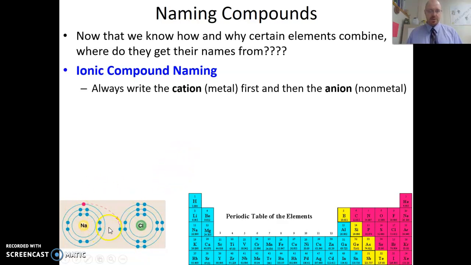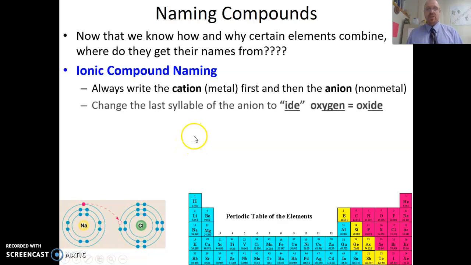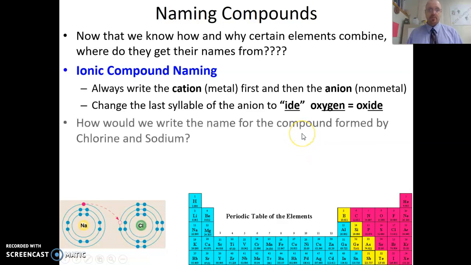Down here at the bottom, it shows sodium chloride. Sodium is our metal, and chlorine is our nonmetal. Then we change the last syllable of the anion. If we're going to do oxygen or chlorine, we're going to change the chlorine to chloride. And so once we get that done, we write down the name sodium chloride.